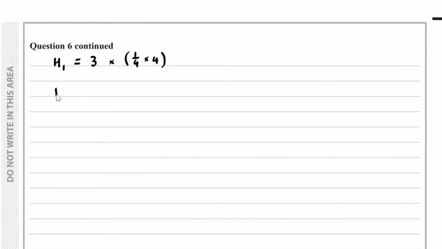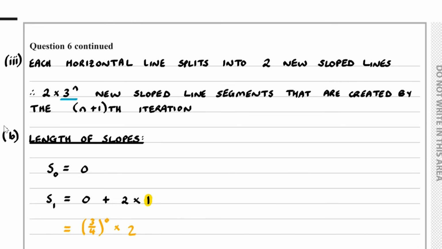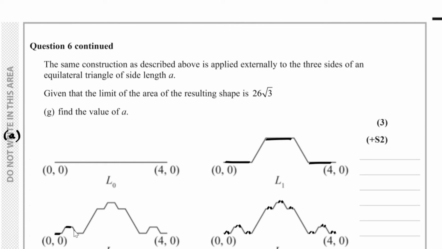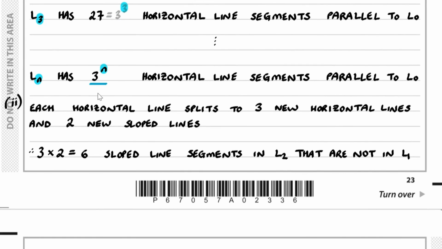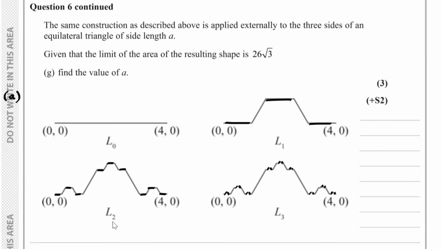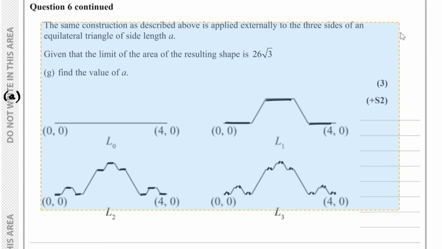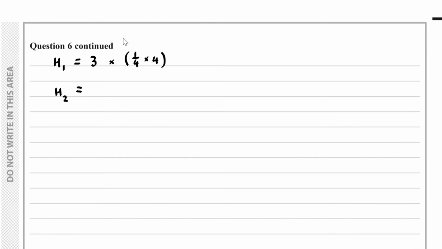And if we think about the horizontals for H2, how many horizontals would I have for H2? I've got 1, 2, 3, 4, 5, 6, 7, 8, 9. And if I think about what we mentioned before, Ln has 3 to the n horizontal line segments parallel to L0. So for L2 we would have 3 squared horizontal line segments. And the length of those will be 1/4 of the previous length, which is 1/4 times 4.